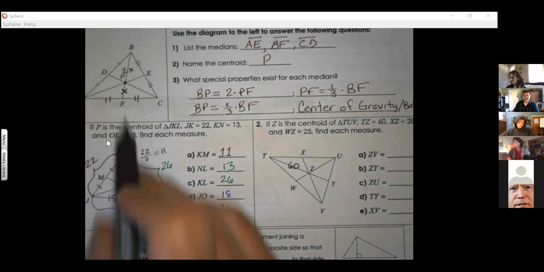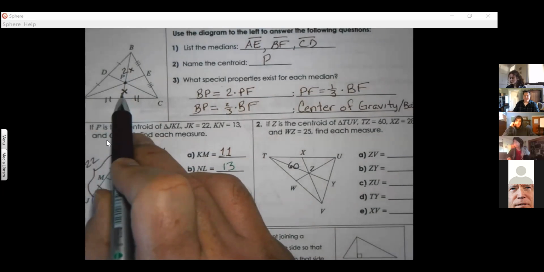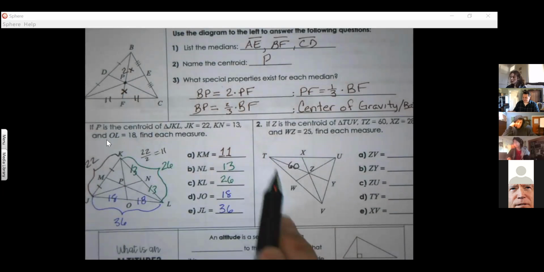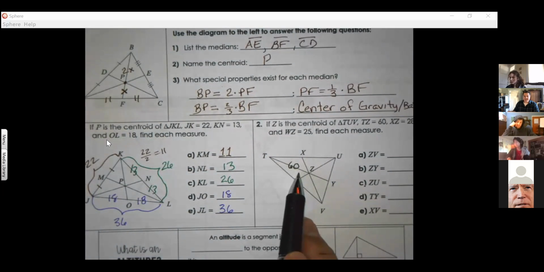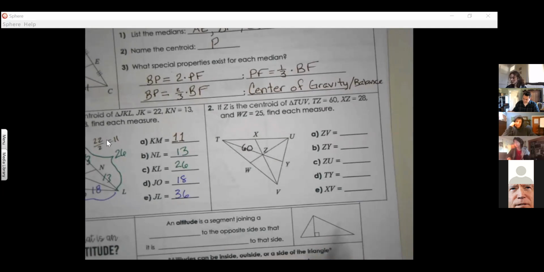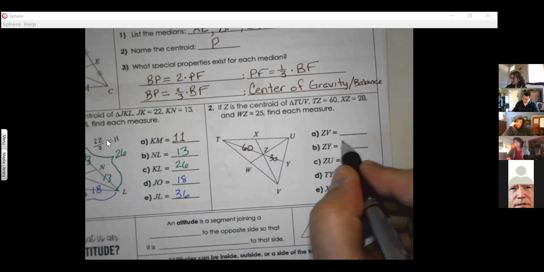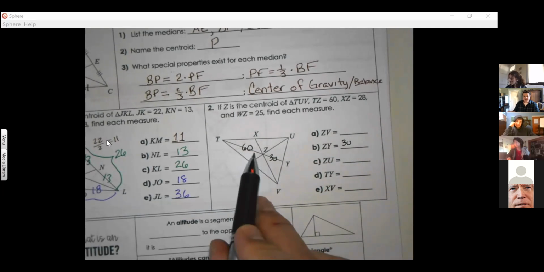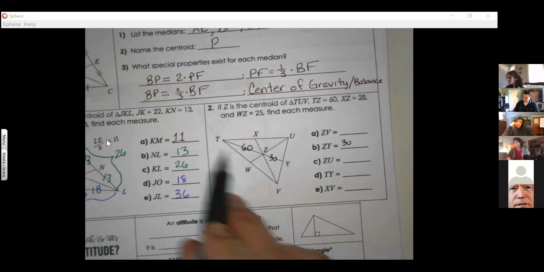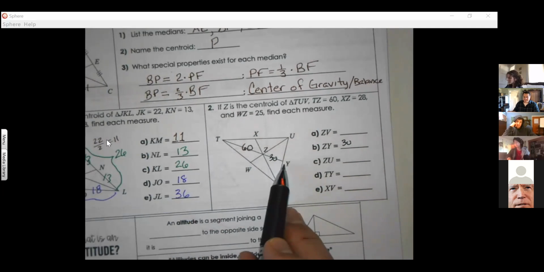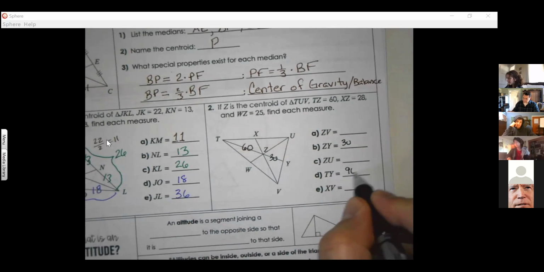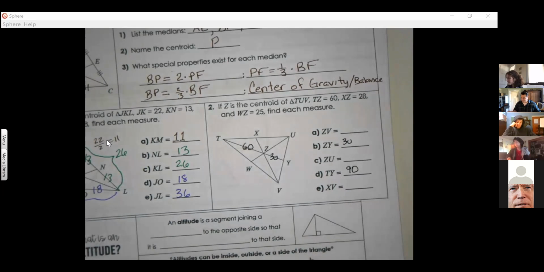Remember the little 2x and x relationship? If TZ is equal to 60, how long is ZY? 30. Yeah, 30. And if we know that's 60 and that's 30, then how long is TY? Just add them up, 90.